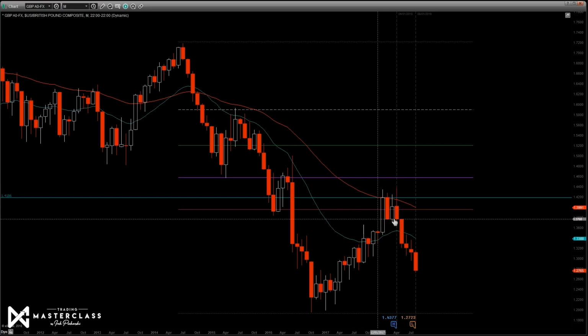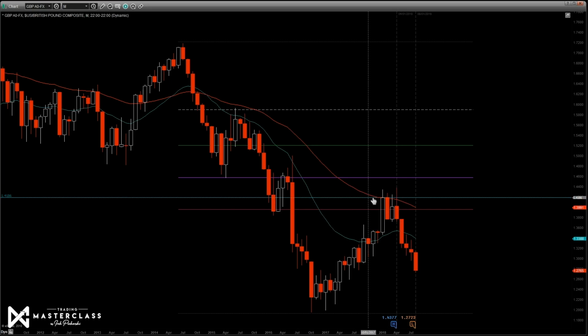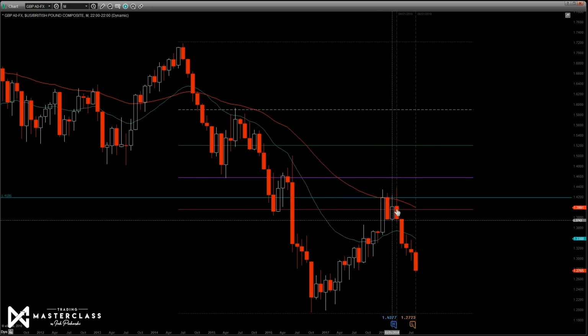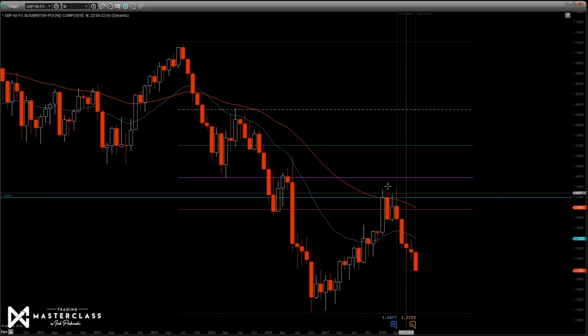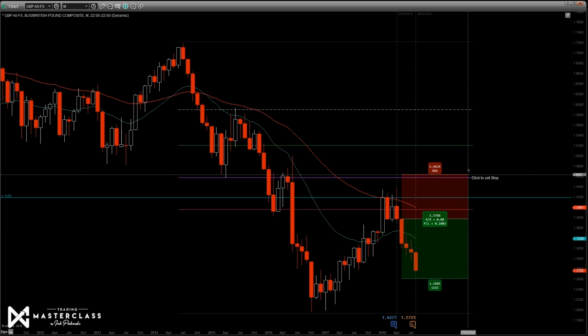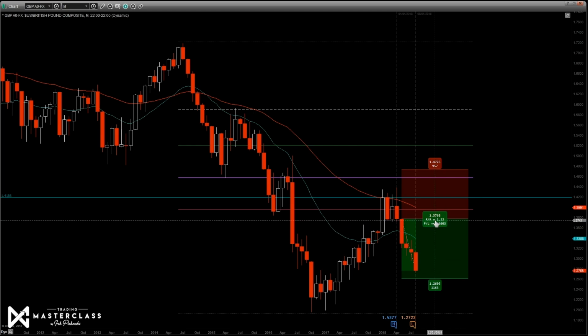When we see reversal candlesticks at support and resistance levels, that is where you want to focus your attention. Not at these random candles here. You want to focus your attention at the resistance areas, and then look for reversal candlesticks. Once you get a reversal candlestick, that is where your entry is. This is just a random entry, but that is what you'll be focusing on.